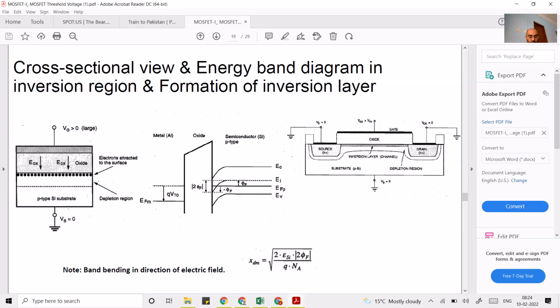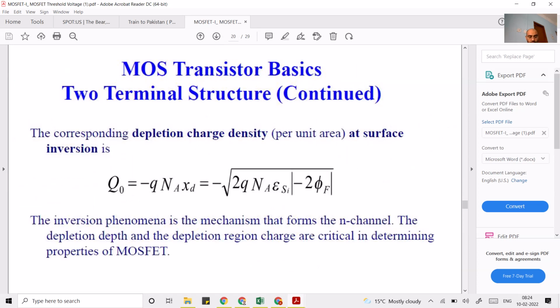And we saw what the maximum band bending is that can take place when the voltage Vg is positive and large, that is, a little higher value. In that case, we also saw the maximum depth we can get of the depletion region. So after all this discussion, let's move on to another final thing.